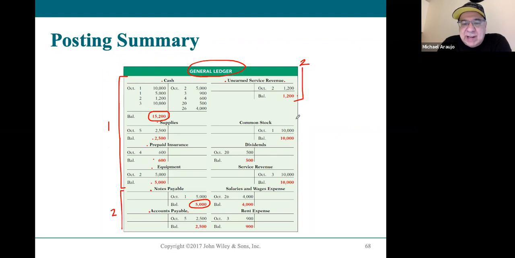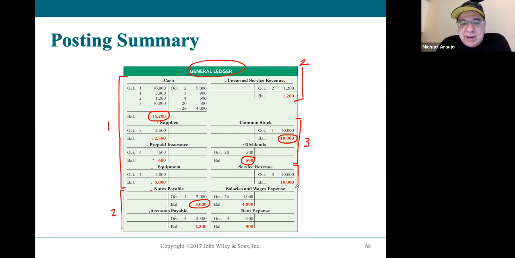The third set of accounts that are listed are the stockholders' equity accounts, which end in dividends. Common stock is a stockholders' equity account, and so it has a normal balance on the credit side. Dividends, as you know, takes away from the equity of the company, right? It reduces retained earnings. So to reduce a stockholders' equity account, that balance has to be on the debit side of the account.